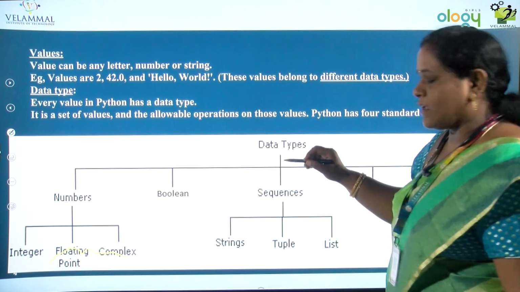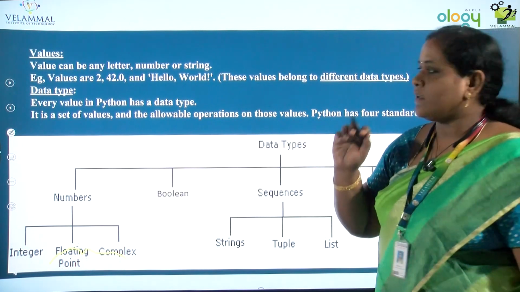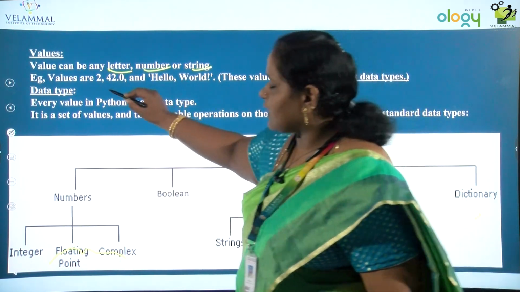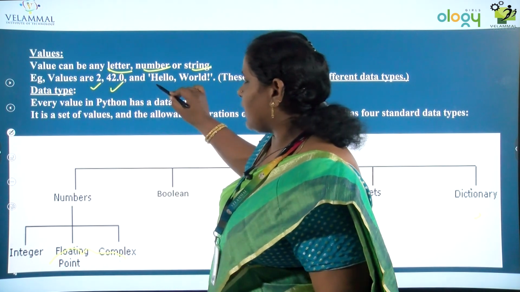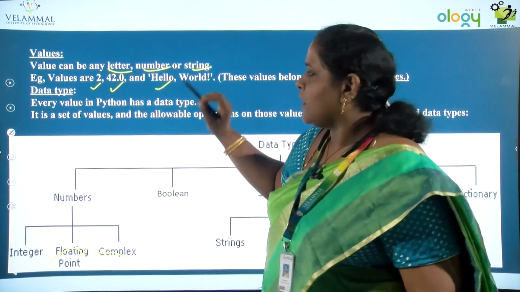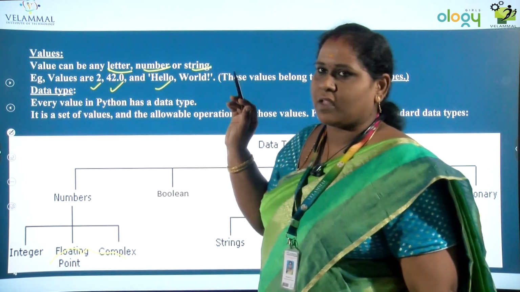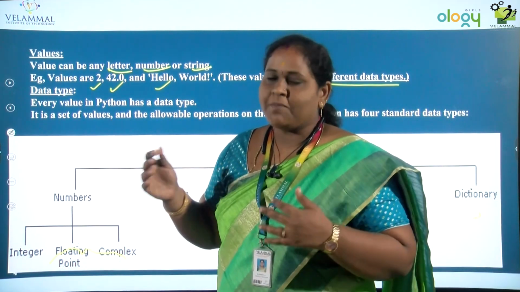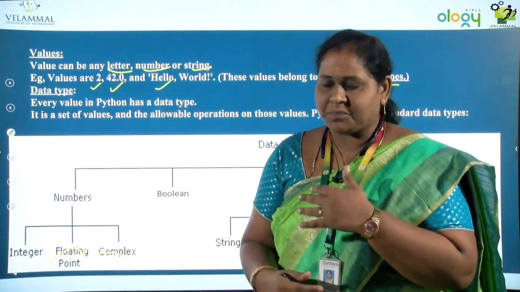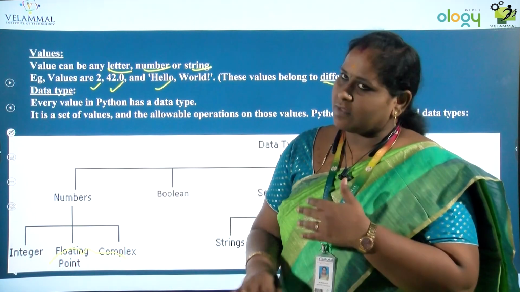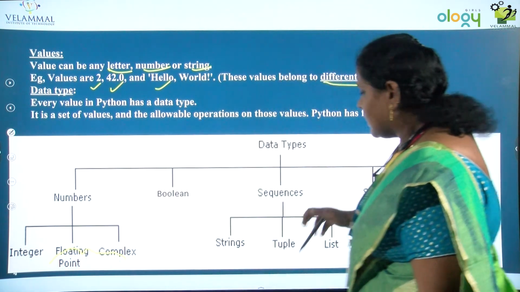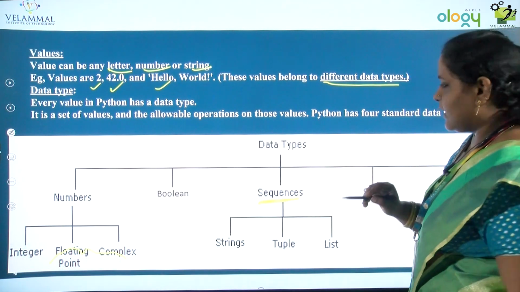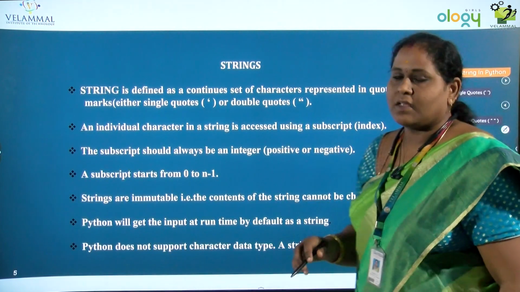Before getting into strings, let us know what values are. Values can be a letter, a name, or a string. Examples of values are 2, 42.0 and hello. All these are called values, but each one is different in some way. This is called data types. Each one belongs to a different data type. In data types, you have a subcategory, strings, which we are going to see. Strings are a subcategory under sequences, which is a very important data type. So let us move on to strings now.